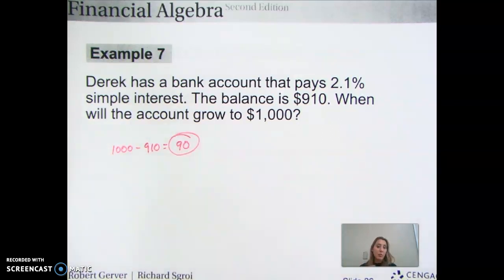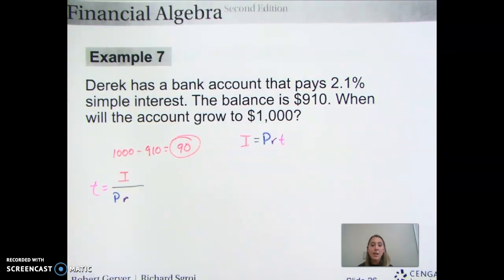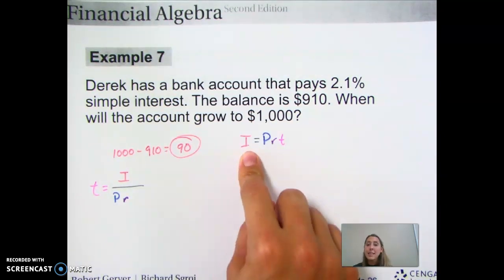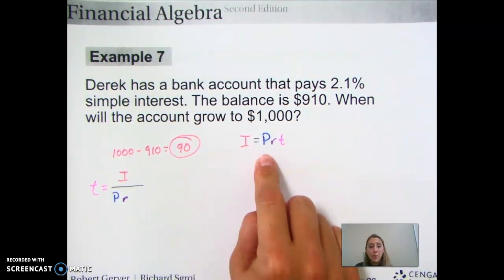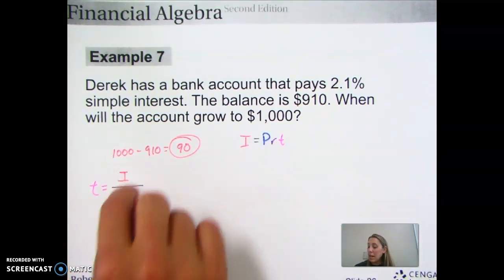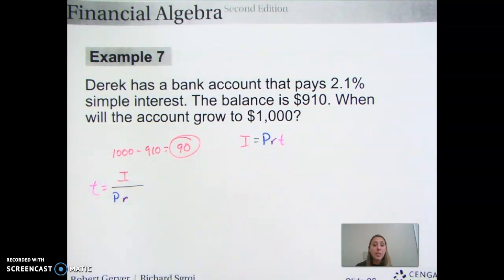And that's what I'm looking for, is $90 in interest. All right, and then I need to figure out how long it's going to be. So again, I'm going to make that literal equation. Go ahead and try it. I equals capital P R T, and solve for T. Okay, so if this is what we have, I equals PRT, I need to get that T by itself. Well, I'm going to divide both sides by PR, and I end up with T is equal to I over PR. So now I'm going to use that.